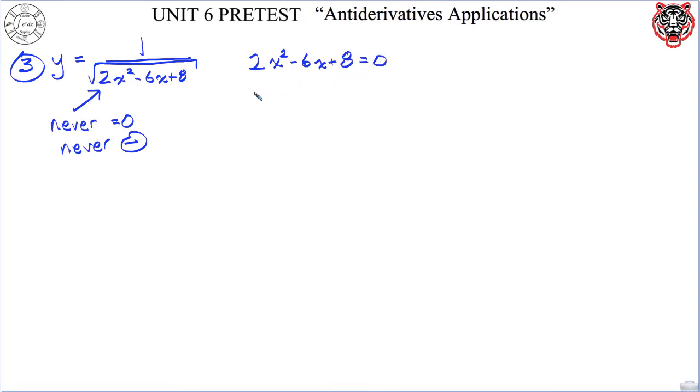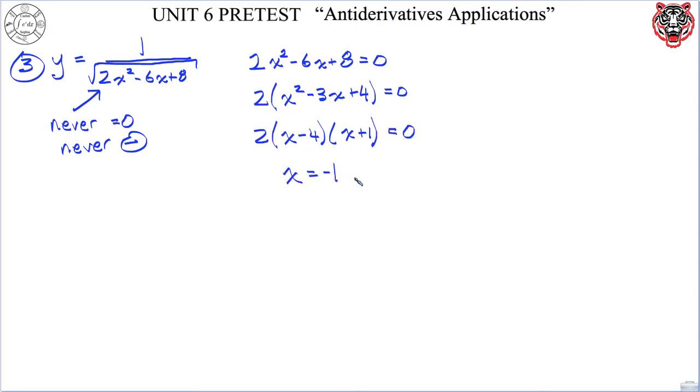When I do that, I'm going to factor this left-hand side. 2 times x squared minus 3x plus 4, I'm factoring out the 2, is going to be equal to 0. And finally, this thing is factorable as well: x minus 4 times x plus 1 is equal to 0. So x is equal to negative 1, and x is also possibly 4. So it can't be those things.